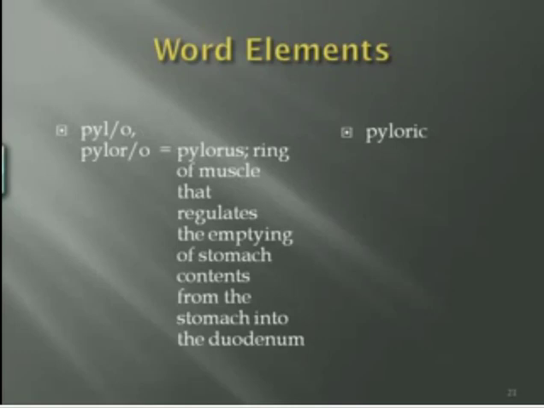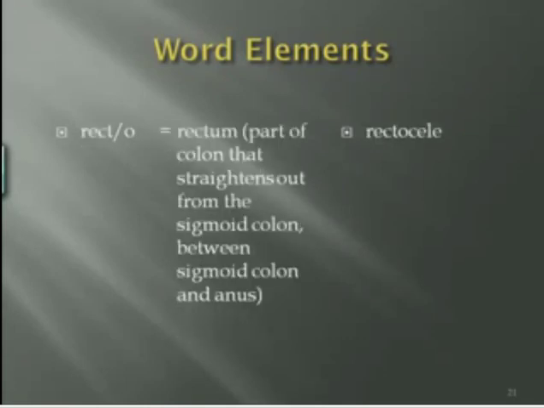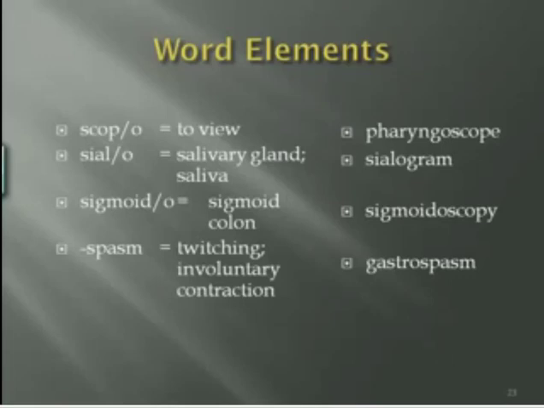Pyloro is the pylorus. Now that's a ring of muscle. Ring of muscle is a sphincter that regulates the emptying of the stomach contents into the duodenum. Recto is the rectum. It is the straight part of the colon in between the sigmoid and the anus. So a rectocele, a herniation, protrusion, swelling of the rectum. Scopo, view, pharyngoscope, an instrument used to view the throat. Sialo is a salivary gland, saliva. So sialogram is going to be that record, that x-ray of that gland.